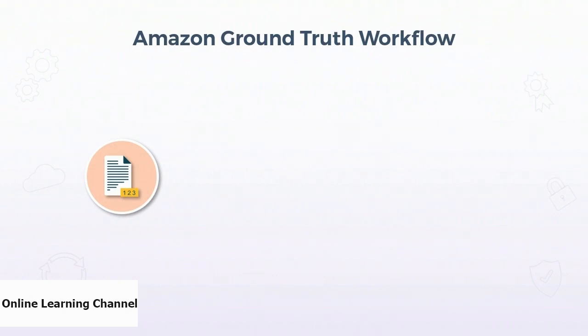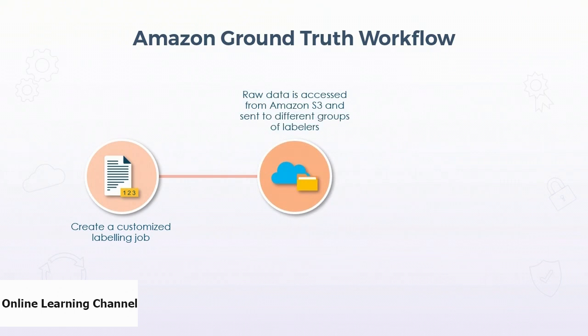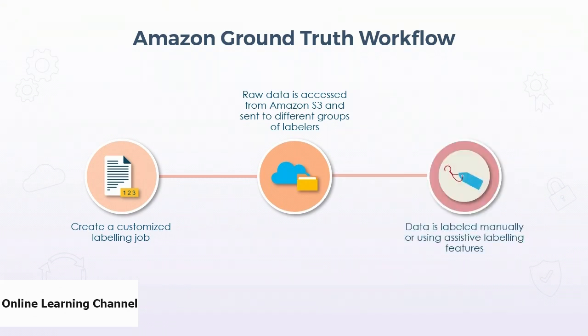Now let us look at the workflow of Amazon Ground Truth. The users create a labeling job that is customized or select one of the built-in flows for data labeling. Then the raw data is accessed from Amazon S3 and sent to different groups of labelers. Once sent to labelers, the data is labeled manually or by using assistive labeling features that are offered on Ground Truth.